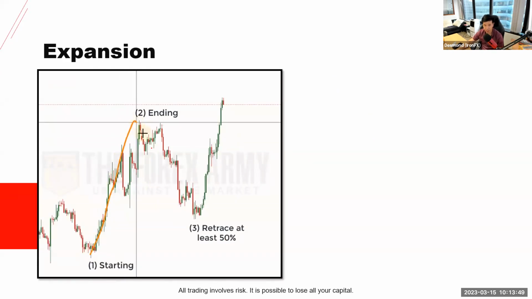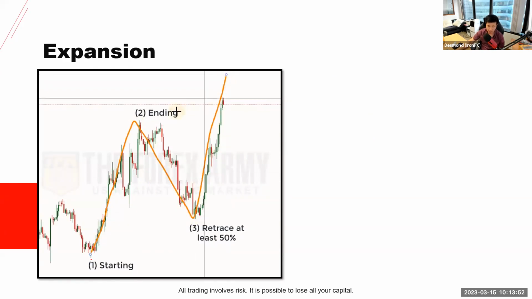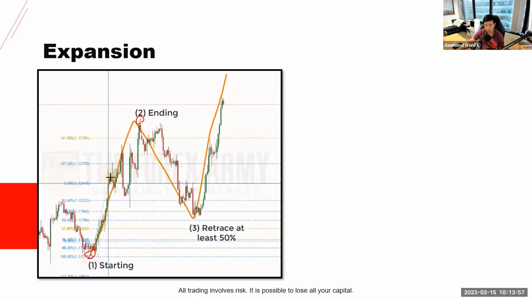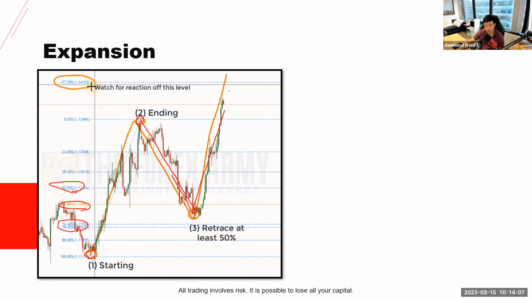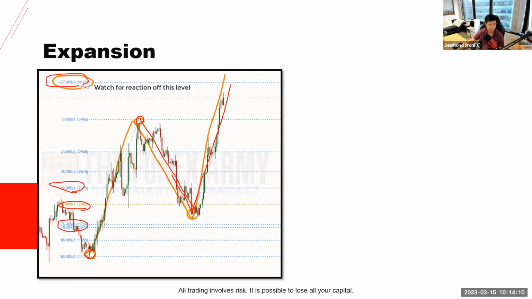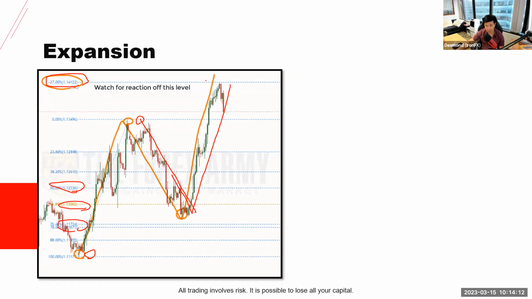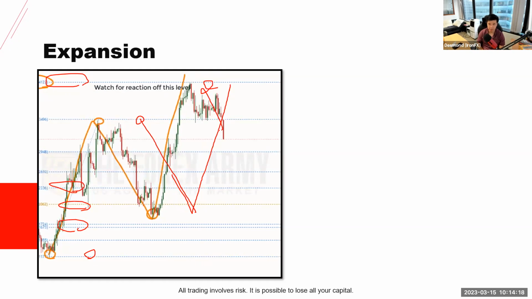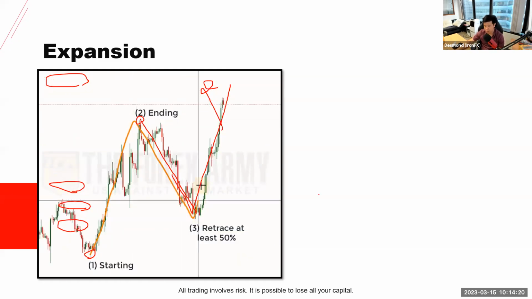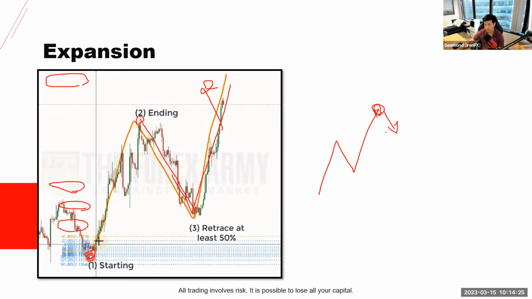Now let's talk about Fibonacci expansion. It kind of looks like the same thing, but you only have one starting point and one ending point. Price must minimally retrace at least 50%. So if it retraces to 61 or 78, it's fine. What then happens is that you forecast price to go up and reverse off the negative 27% level, right? And you can see that has happened very nicely over here. So this is the trick to Fibonacci expansion. You are literally just forecasting when price is going to reverse, okay?